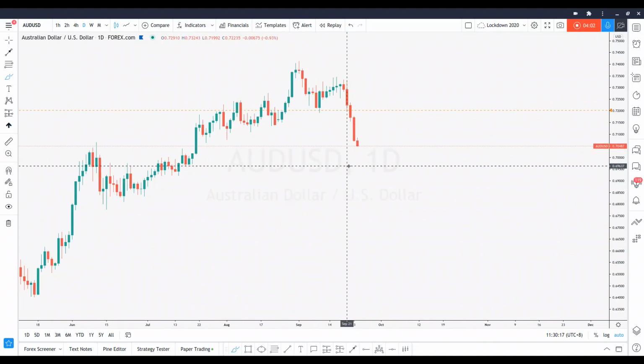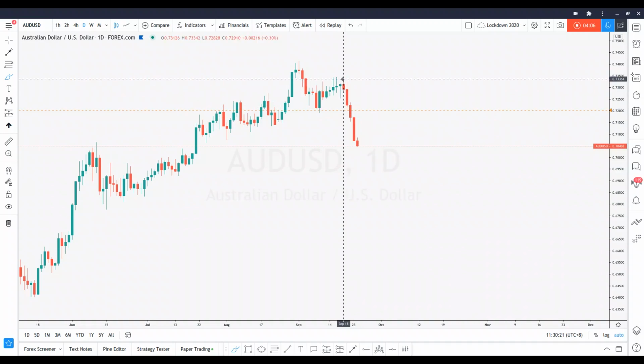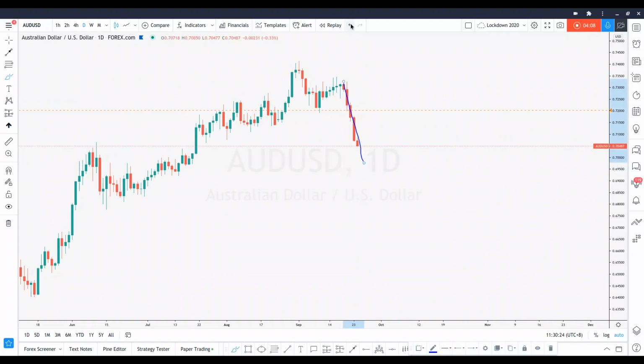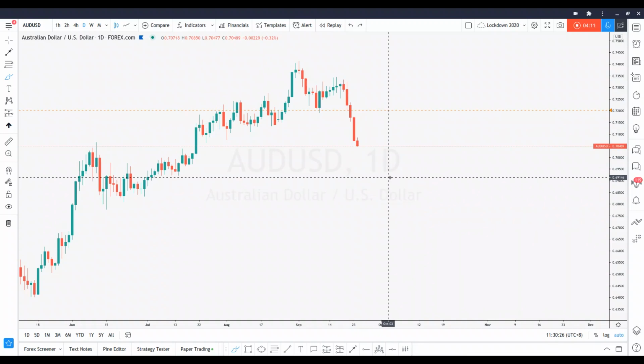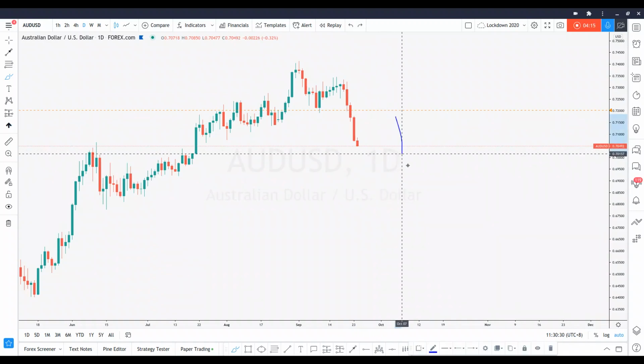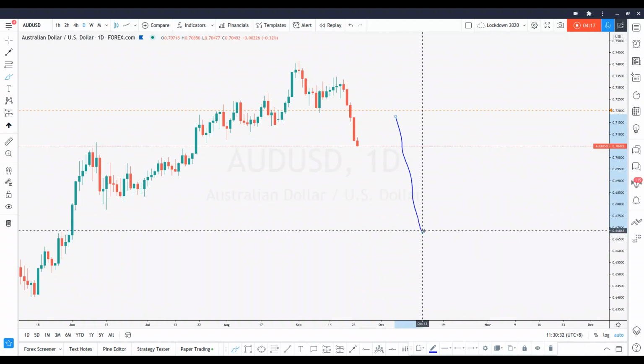If you have a look at Australian dollar, US dollar from a daily time frame, it is quite clear and simple that the market created this impulse to the downside. So what I said to you guys in the beginning of the video is that you need to wait for the market to actually complete that impulse.